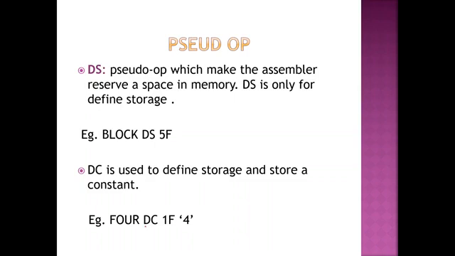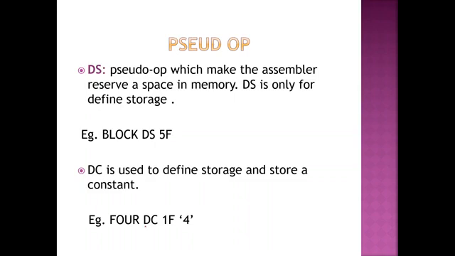Here DC, define constant, does two things. First, it will allot a space for that particular variable, and it will also assign a value to it. Let us see one example. Four is a variable name. DC, define constant, 1F, I only want one full word, which means 4 bytes. The value I want to store is given in single quotes, that is 4. So I am declaring a variable named 4 and storing the number 4 inside it. This is similar to int a is equal to 10.